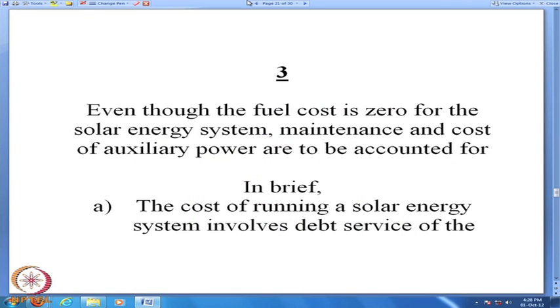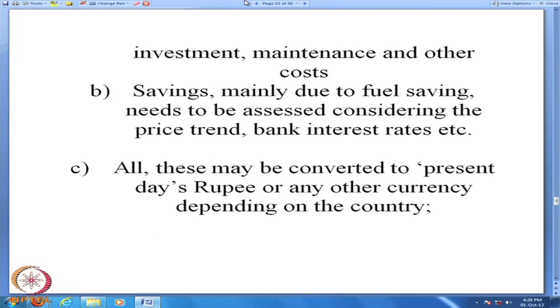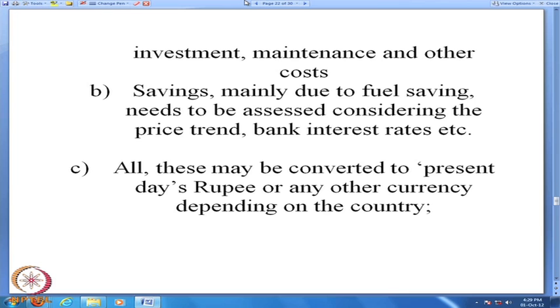So, that money has not been taken into account. The saving from the fuel, first of all, should take care of that interest also. Even though the fuel cost is 0 for the solar energy system, maintenance and cost of auxiliary power are also to be accounted for. So, this we have also not done. In brief, the cost of running a solar energy system involves debt service of the investment, maintenance and other costs. That means there are certain costs associated with running the solar energy system, and savings mainly due to fuel savings need to be assessed considering the price trend, bank interest rates, etc.